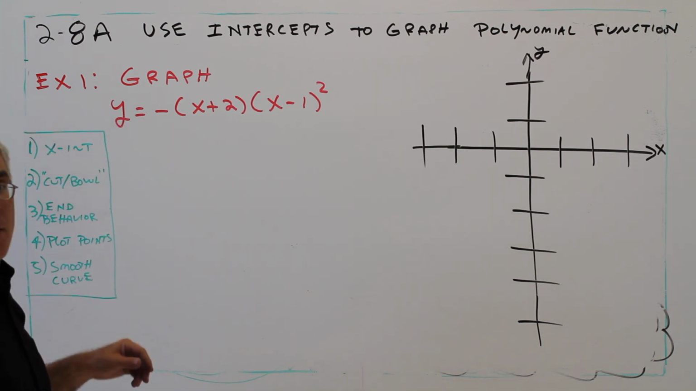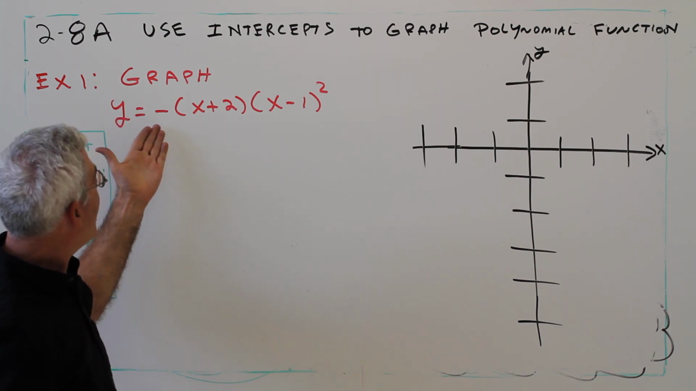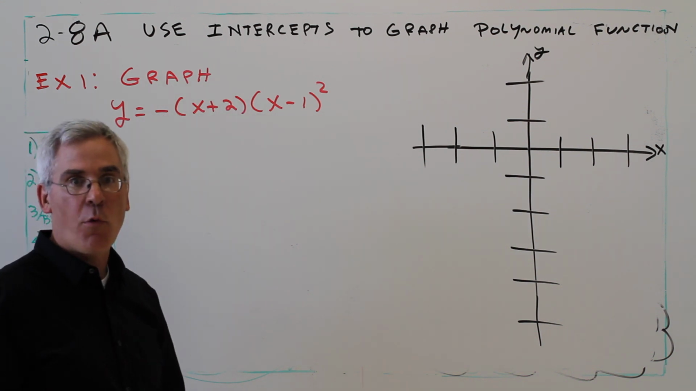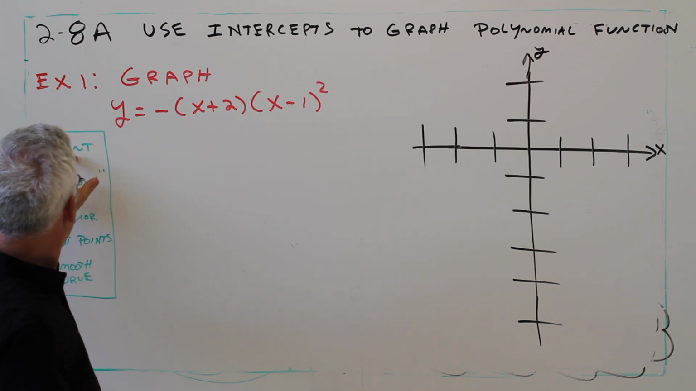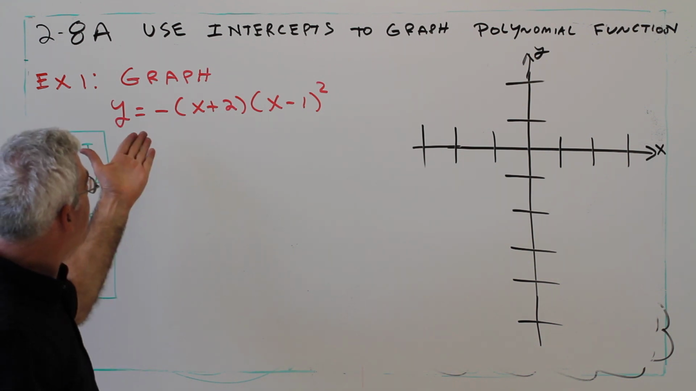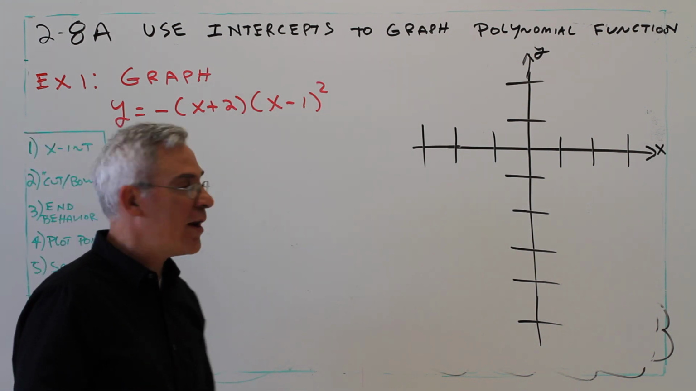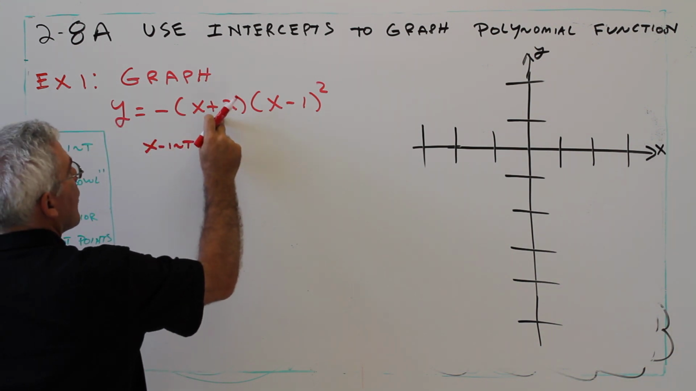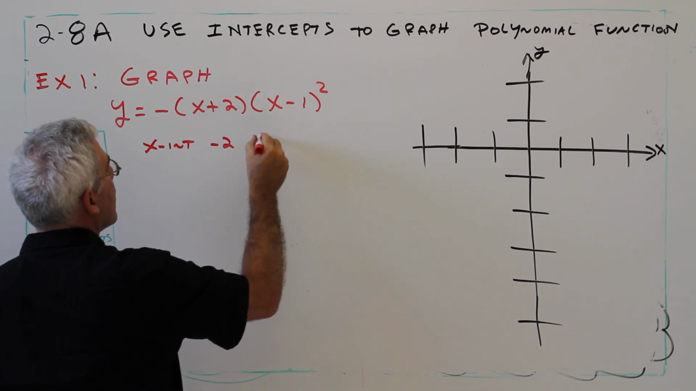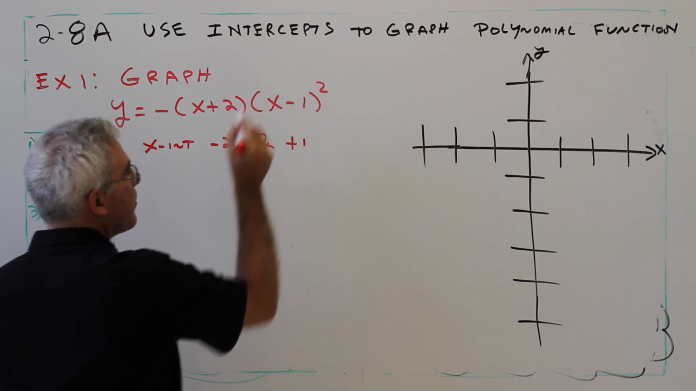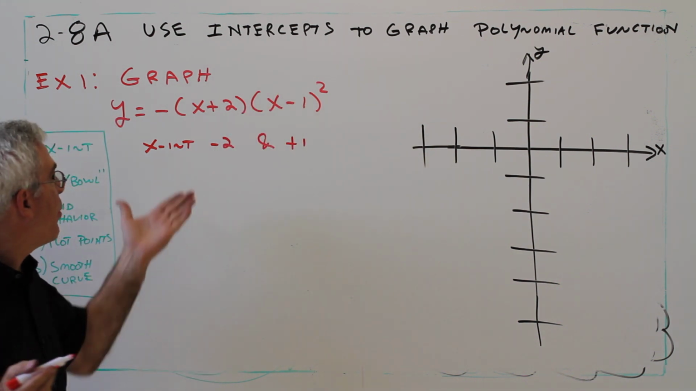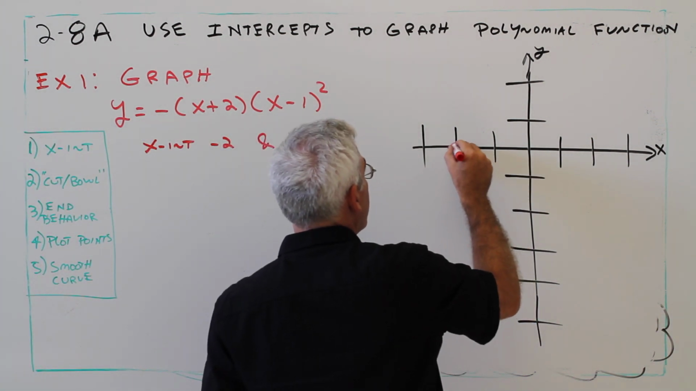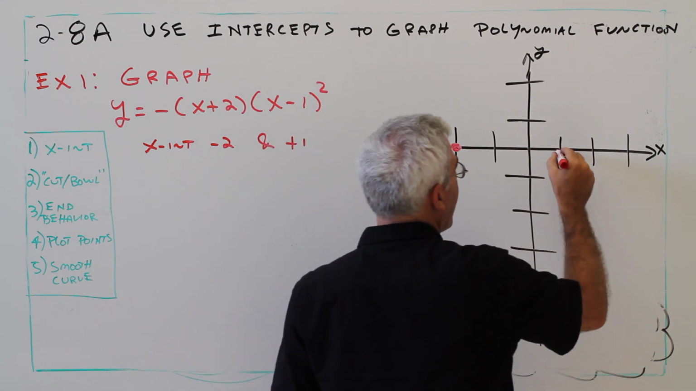Here we go, example 1. Graph y equals negative x plus 2 times x minus 1, the quantity squared. All right, step 1 is to find the x-intercepts. We're in intercept form already, so it'll be very easy. The x-intercepts occur at -2 and at +1. So right away what I'll do is I'll plot those on my coordinate axis. So -2 and +1.